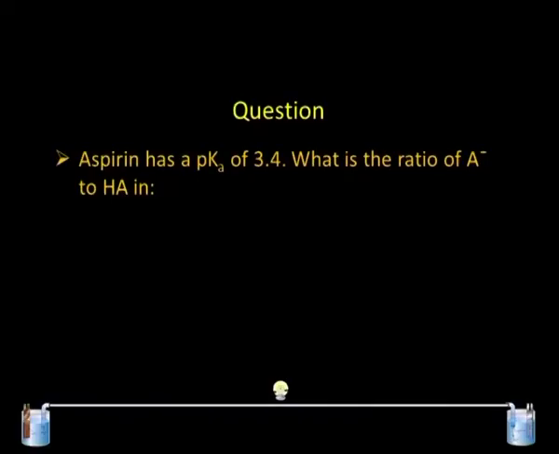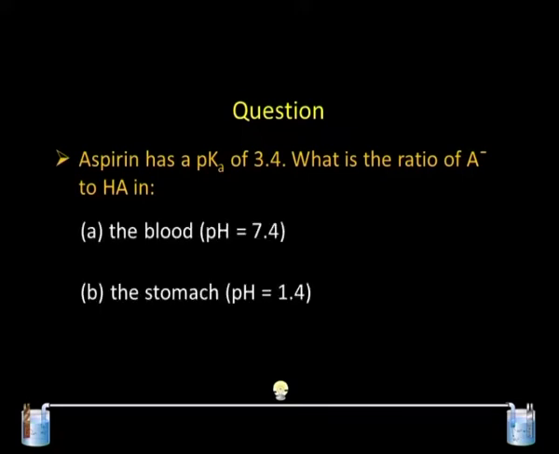To make it more clear, let us consider a simple question. Aspirin, which is a well-known drug, has a pKa of 3.4. Now, for this compound, what will be the ratio of A minus to HA in blood and in the stomach? The pH of the blood is about 7.4, and in the stomach the pH is more acidic and is close to 1.4.